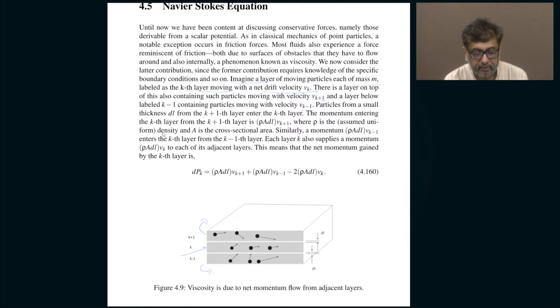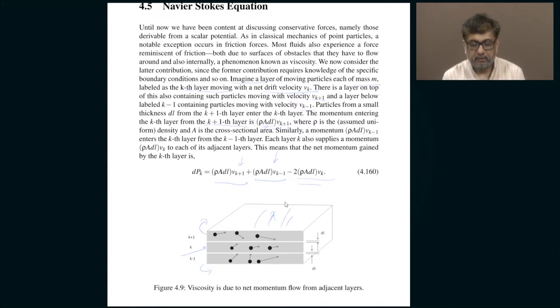The momentum entering the kth layer from the k plus 1 layer is as follows. This is the mass: rho is the density, A is the area of cross section, and dl is the thickness. This much mass times the velocity of the k plus 1th layer will enter the kth layer as momentum. And this much momentum will enter the kth layer from the k minus 1 layer. The change in momentum is what entered minus what was already there.